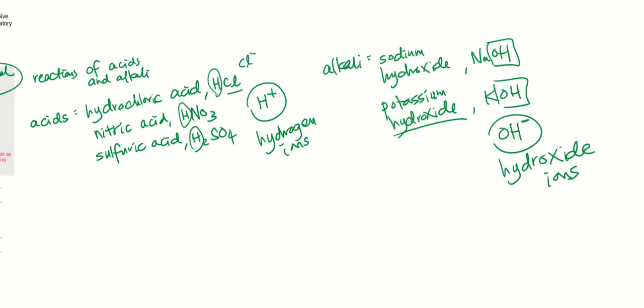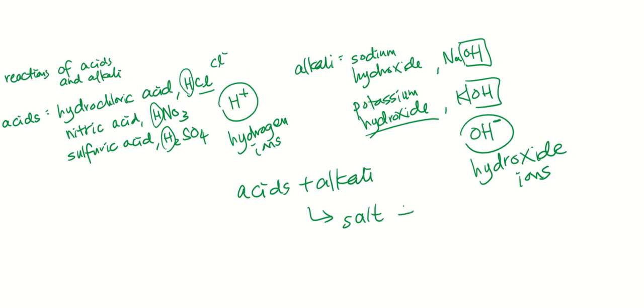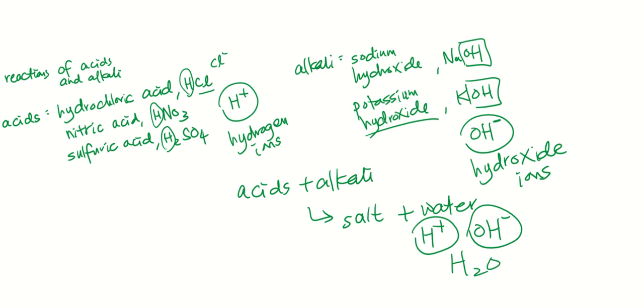So what happens if I add acid to alkaline? One of the products will be salt. So it depends on what kind of acid it is and what kind of alkaline it is. But one of the sure products will be water. Because we have H plus, which definitely comes from acid. We have OH minus, which definitely comes from the alkaline. So when they are added together, they form our H2O. So this is known as neutralization.